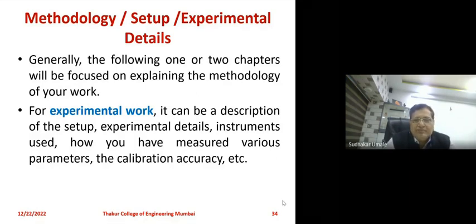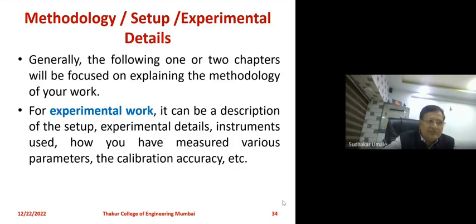For experimental work, it can be a description of the setup. If it is scientific work, we have to write the experimental details, instruments used, how you have measured various parameters, and the calibration accuracies. We have to mention each and everything in the methodology chapters. For that, you have to write down each and everything during your experimentation. If you forget to write the correct readings, then it is very difficult to collect data and during analysis.